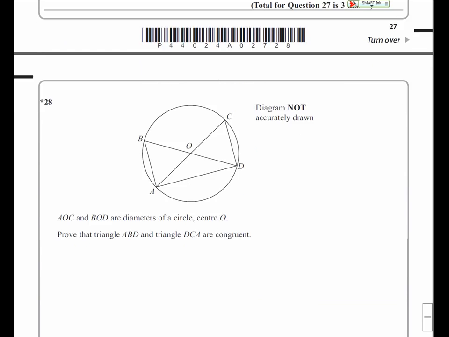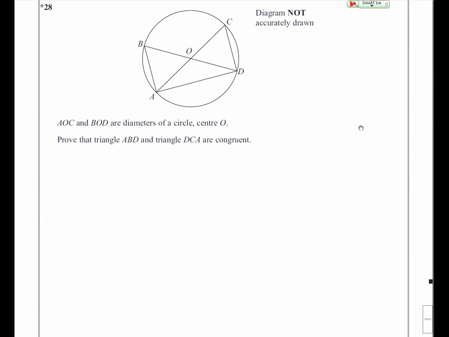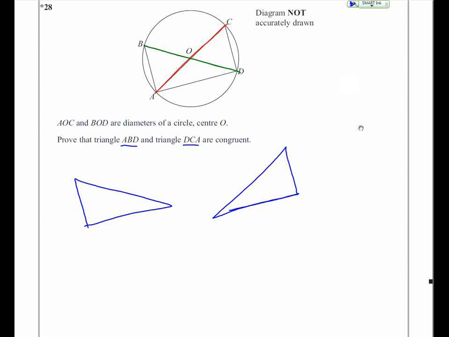Okay. Question 28. AOC here and BOD here are diameters of a circle centre O. Prove that triangle ABD, which is this one, and DCA, doesn't matter which way around really, DCA are congruent.